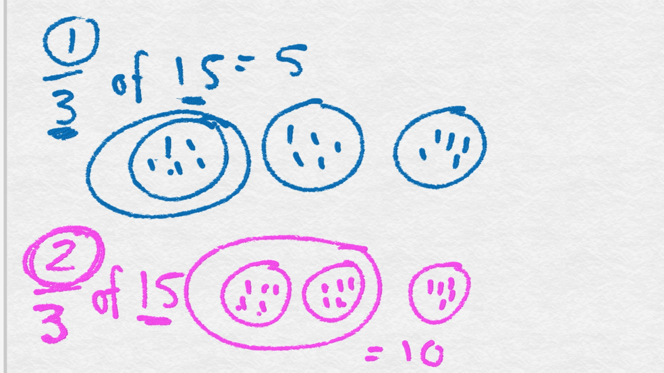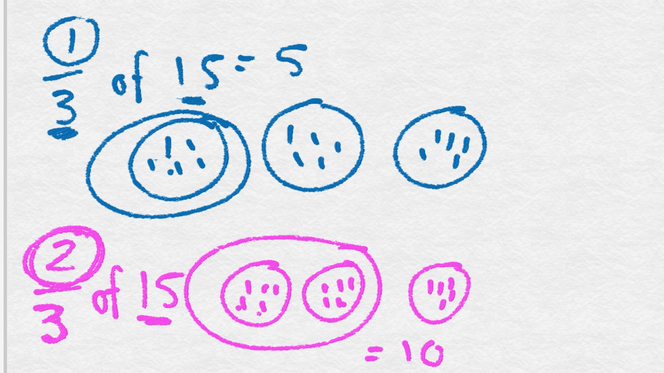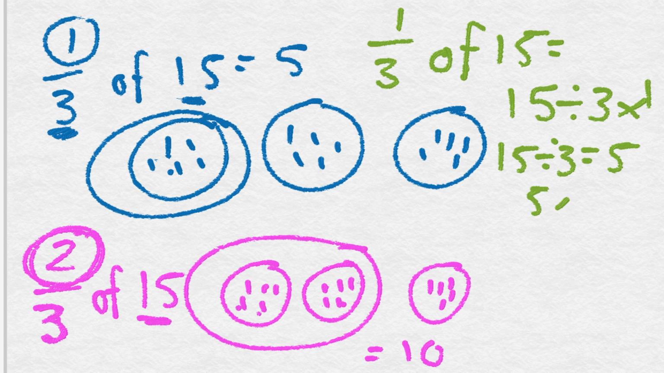Now there is a quicker way of doing it without having to draw it. So if you understand that, the next step is to move on to working it out in your head. So let's do it again. 1/3 of 15. To work it out without drawing it is saying 15 divided by 3 times 1. So 15 divided by 3 equals 5. 5 times 1 equals 5.